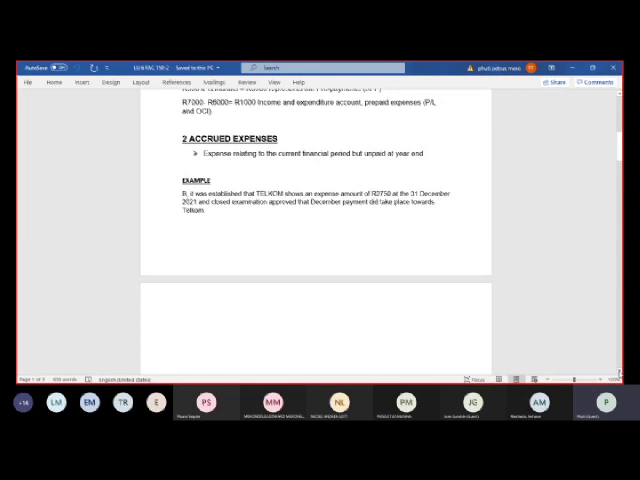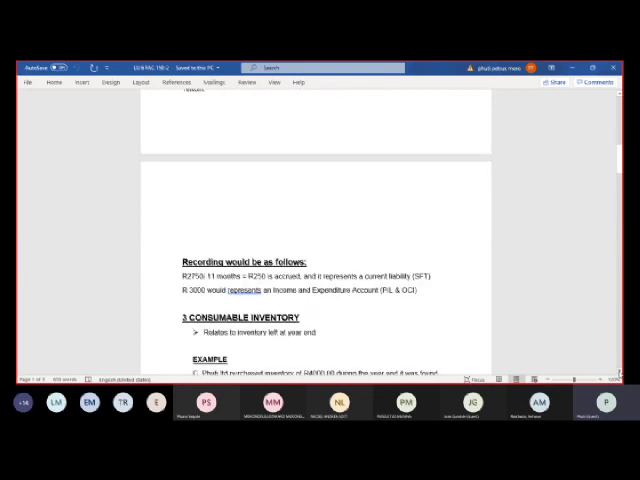I'm going to read the question again. It says that it was established that Telkom shows an expense amount of 2750 at the 31st of December, and we closed examine to approve that. In December, the payment did not take place towards Telkom. Right, let's look at the recording now.